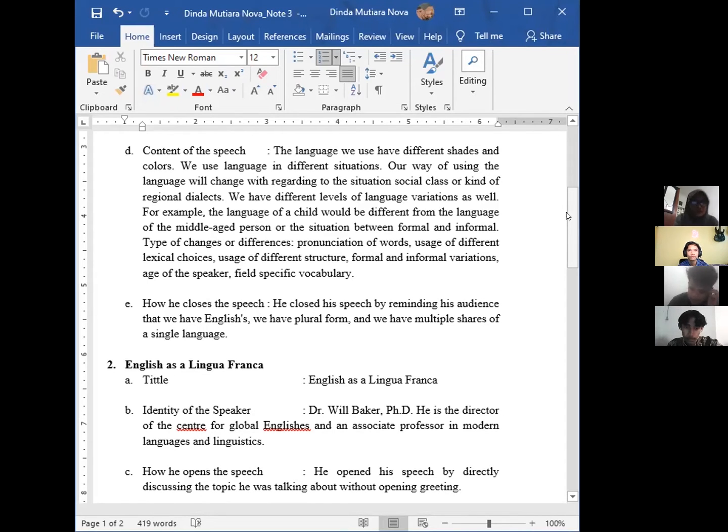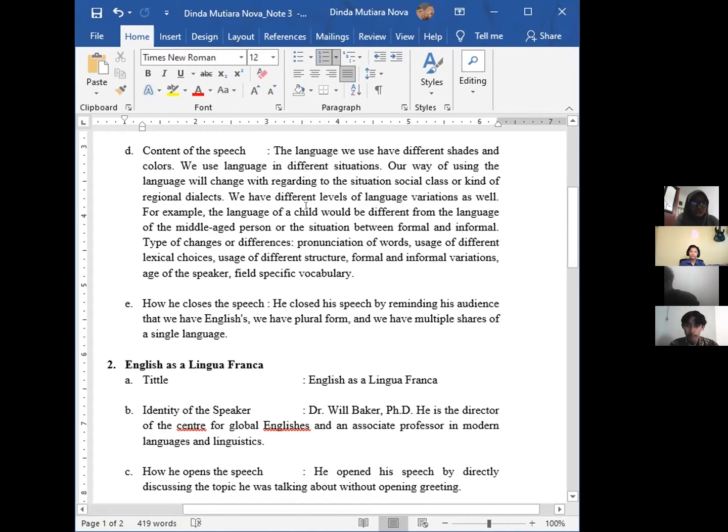For example, the language of a child would be different from the language of a middle-aged person. Or the situation between formal and informal. Like if you are talking with a senior and then talking with a junior, there must be differences. When you talk to a senior or a lecturer, you must use formal language. Meanwhile, when you talk to your friends or your juniors, surely you use daily language, not formal language, right?